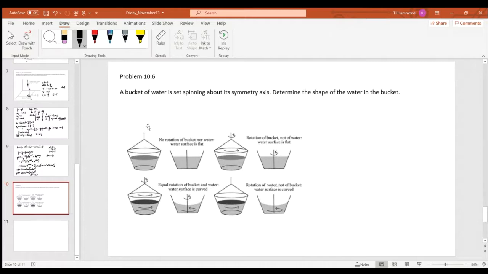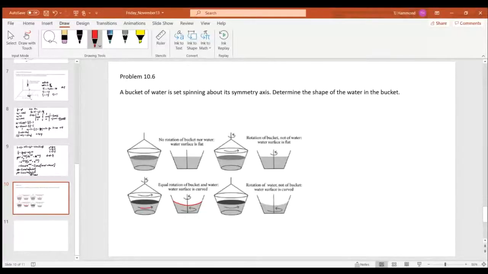So what we're going to focus on for this problem is the bucket spinning at the same speed as the water. So we have the bucket spinning and the water is spinning. And that spinning with a constant angular velocity will cause this surface to start to change shape.